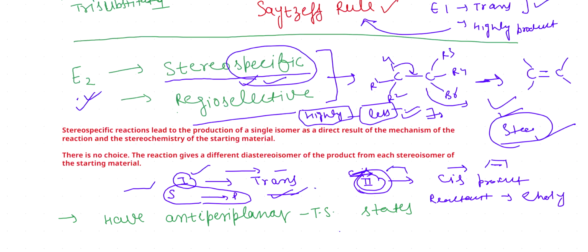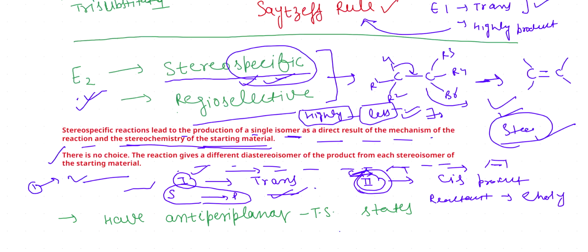Stereospecific reactions lead to the production of a single isomer, as a direct result of the mechanism of reaction and the stereochemistry of the starting material. So it depends upon the stereochemistry of the starting material. There is no choice. The reaction gives different diastereomers of product from each stereoisomer of the starting material. Okay, so I have already told you, if we use a particular stereoisomer, it will give its kind of diastereomer.